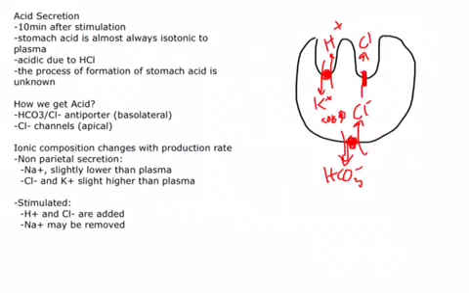Also, in the stimulated and the non-stimulated state, we have the ionic composition changing with the production rate of the acid. In the non-stimulated state, the tonicity is at a low rate. The sodium, chloride and potassium are at similar concentrations to plasma. Sodium is slightly lower than plasma, and the chloride and potassium are slightly higher than plasma. There are few protons and a tiny amount of bicarbonate in this state.